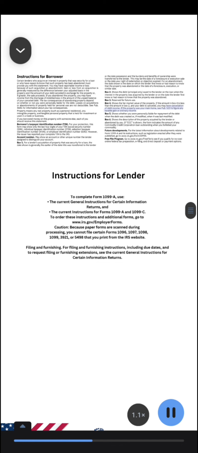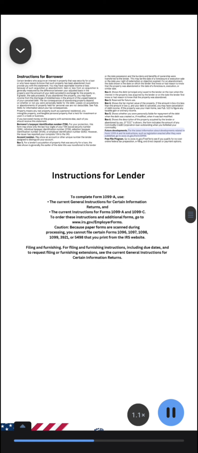If the property was your main home, see Pub. 523 to figure any taxable gain or ordinary income. Box 5 shows whether you were personally liable for repayment of the debt when the debt was created or, if modified, when it was last modified. Box 6 shows the description of the property acquired by the lender or abandoned by you. If CCC is shown, the form indicates the amount of any Commodity Credit Corporation loan outstanding when you forfeited your commodity.